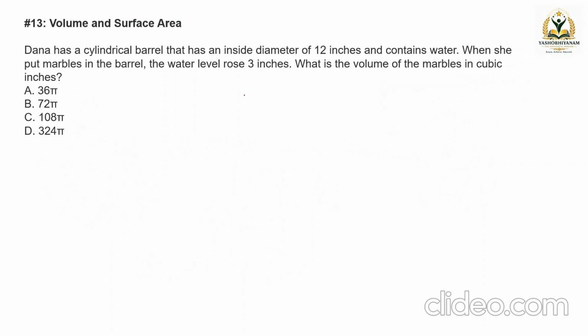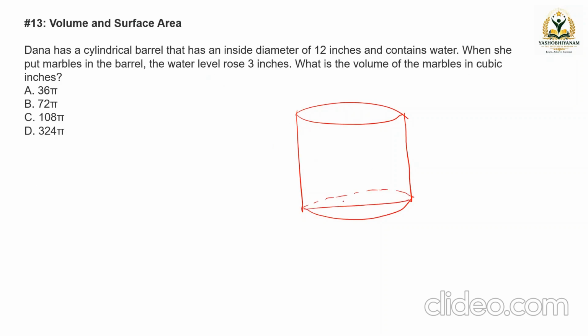13th one, volume and surface area. Dana has a cylindrical barrel that has an inside diameter of 12 inches and contains water. So that is a cylindrical barrel. As always, as I've been telling you, draw the diagram or draw a table, whatever you are comfortable with, to understand the problem better. 12 inches is given here, which means the radius is 6 inches, right?